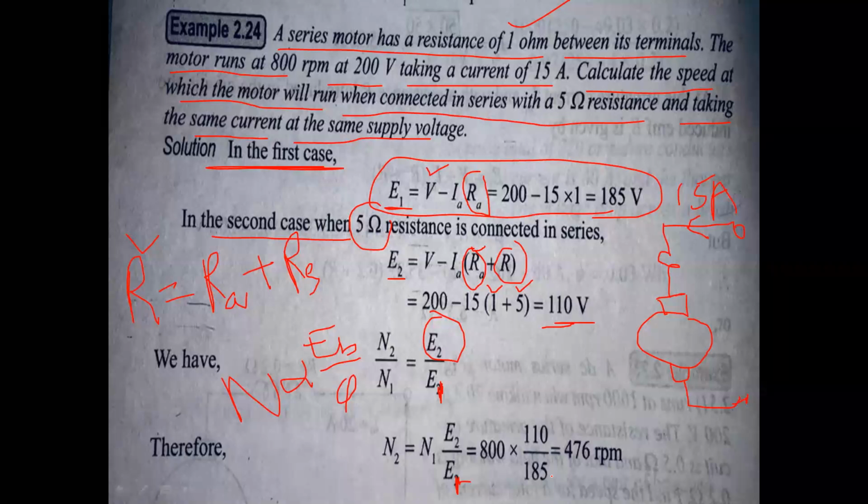So this problem is based on series motor. The last problem was based on shunt motor. Why is flux constant? Because the motor is taking the same current in two cases. So in a series motor, armature current, load current, and field current, all currents are the same. Same current will flow because all are in series. So that's why same current, and same current means flux is constant.